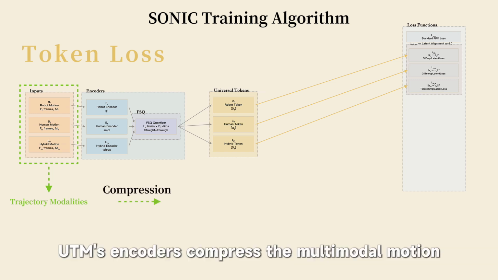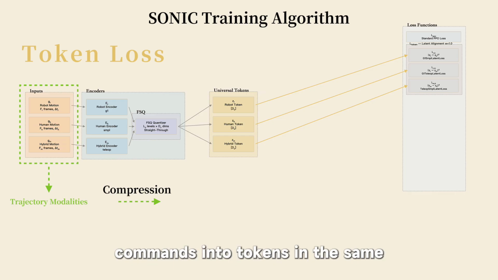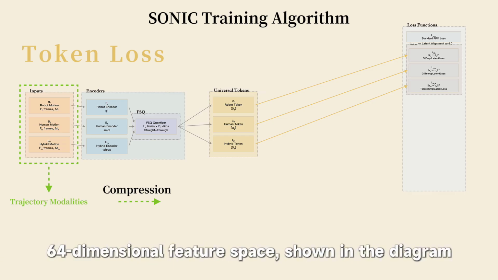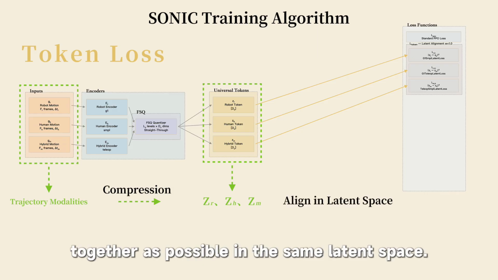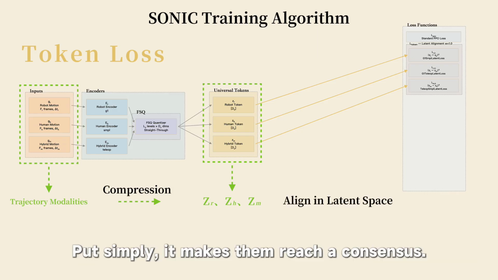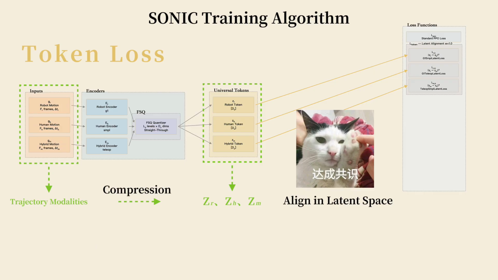UTM's encoders compress the multi-modal motion commands into tokens in the same 64-dimensional feature space, shown in the diagram as ZR, ZH, and ZM. Token loss brings the three tokens as close together as possible in the same latent space. Put simply, it makes them reach a consensus.